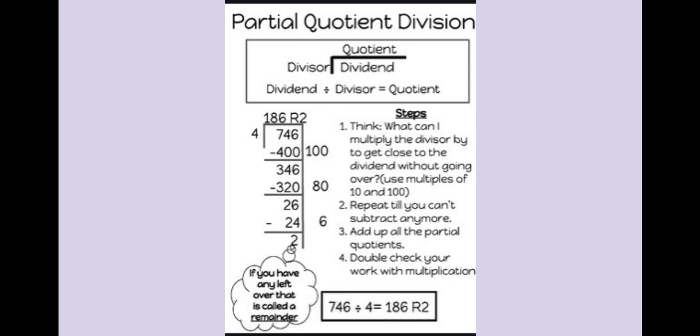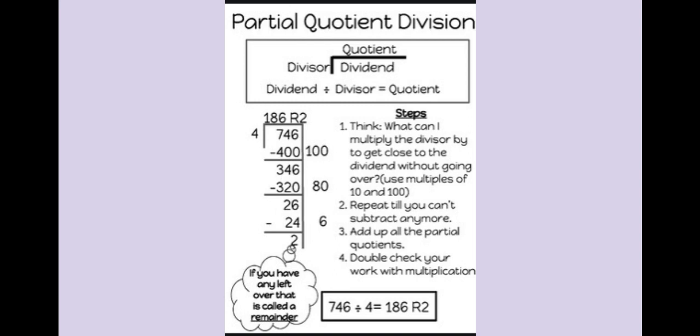Here's a quick little picture about the steps you can take. Partial quotient division. Your dividend, or your bigger number, goes inside the curtain, and your divisor goes outside the curtain. And step one, you think, what can I multiply the divisor by to get close to the dividend without going over? So try using multiples of 10 and 100.